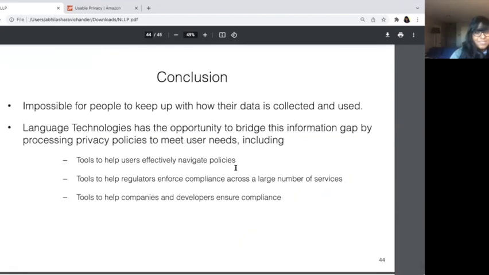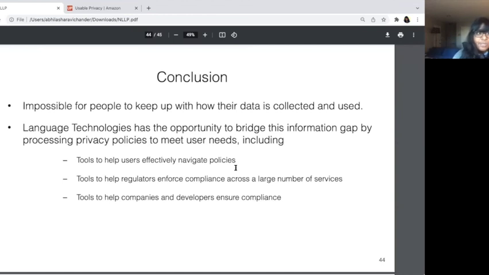So that concludes this talk. Broadly, I've described applications of NLP in the privacy space. I've described why it's challenging to build these applications, and I've described a vision for what the future of this space would be. But at a high level, the key takeaway is that it's impossible for people now to keep up with how their data is being collected and used.